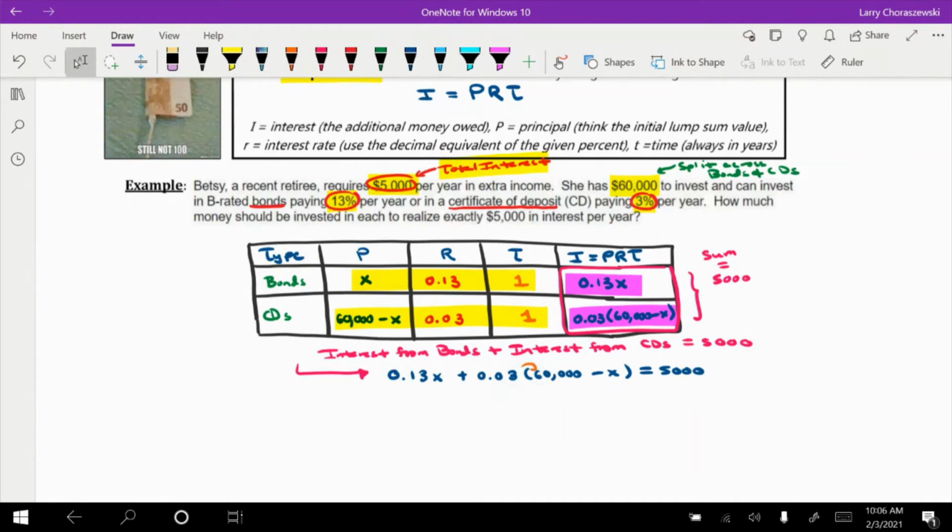Okay, here comes the big reveal, folks. All right, so I distributed the 0.03. Going to combine like terms now on the left. 0.10x plus 1800 equals 5000.